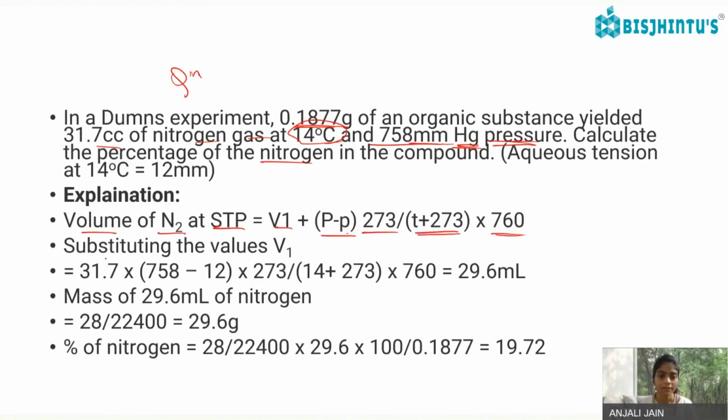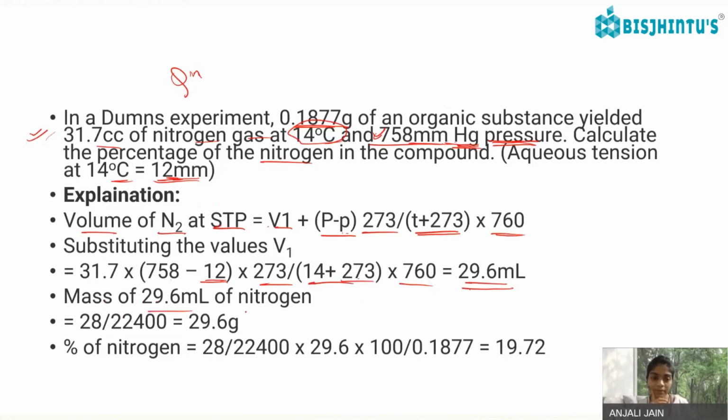Okay, so if I substitute the values, the volume which is given is 31.7 cc into pressure, the unit of pressure being mm of Hg, 758 minus, they have already told that the aqueous tension at 14 degrees Celsius is 12 mm. So 14 plus 273 upon 14 plus 273 into 760. So this gives you 29.6 ml.